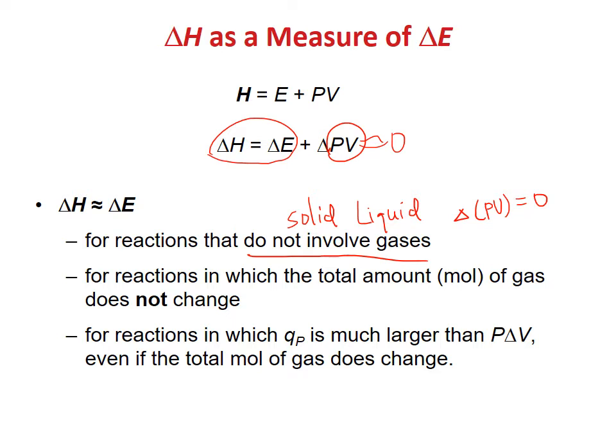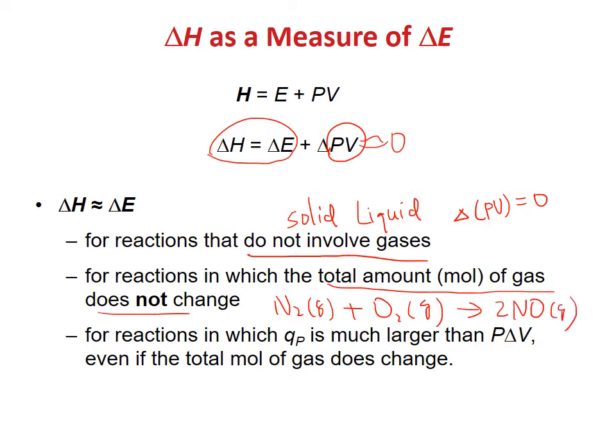Now for some reactions, the reaction involves gases, but the total amount of gases does not change. One example is nitrogen and oxygen, all gases, forming nitrogen monoxide. You can see the reactants, 1 mole nitrogen and 1 mole oxygen, that's 2 moles, and the product is also 2 moles. So from 2 moles to 2 moles, the number of moles does not change, and therefore the change in PV is 0.